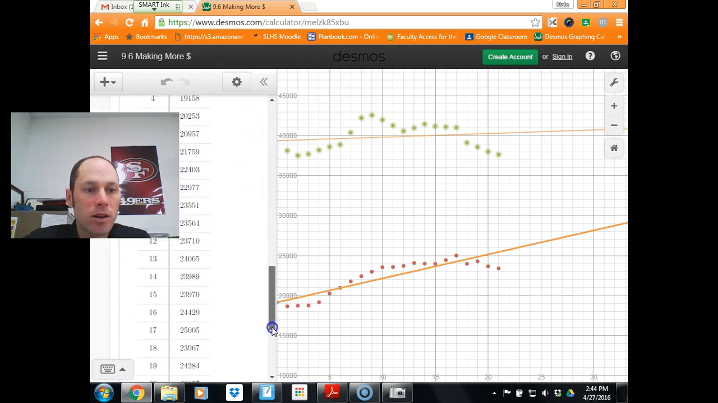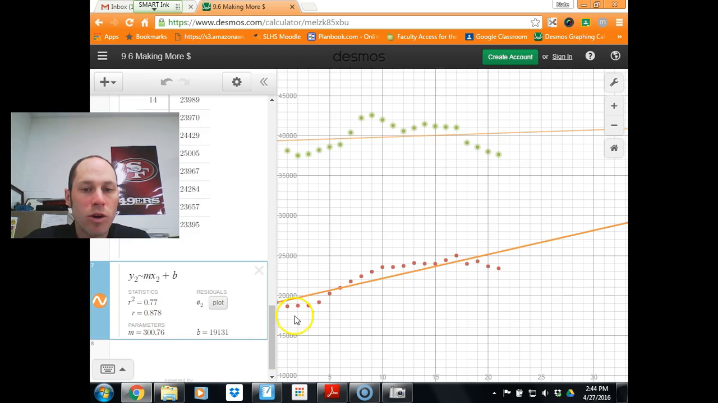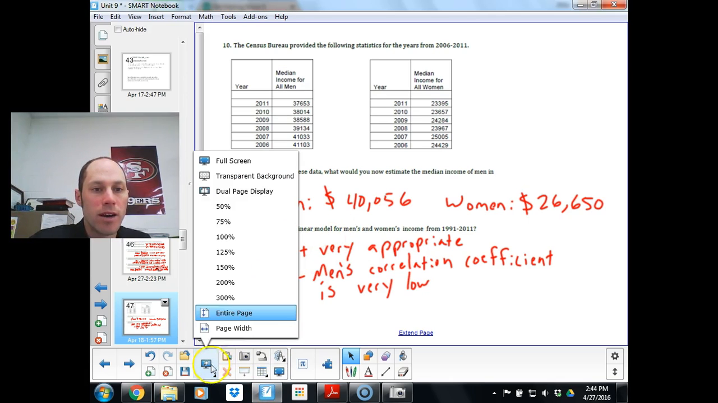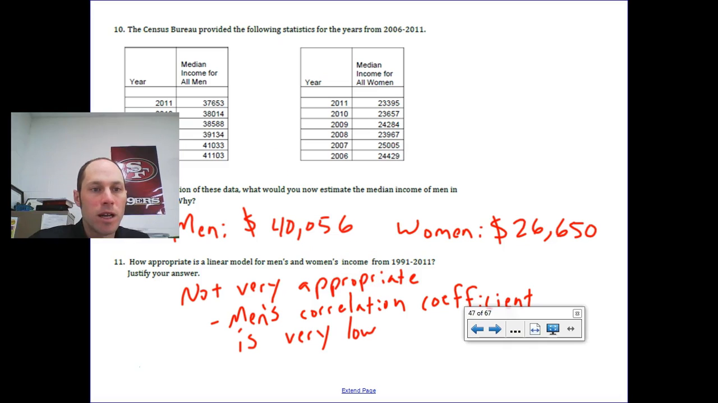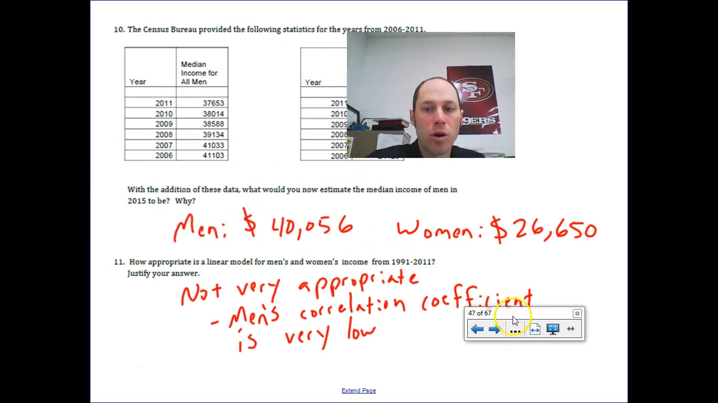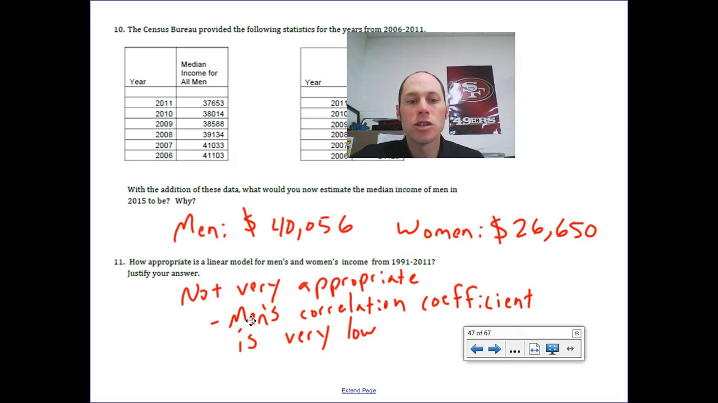The women one is a little better with their correlation. It's 0.878. So we could be more confident, but we see this final downward trend, and we would think that, well, maybe it's not going to keep rising as it is. So it'd be harder to place a lot of confidence in that. So I had put that down on question 11 there. How appropriate is the linear model? Well, it's not very appropriate because, well, first of all, the men's correlation coefficient is very low, but then the women is starting to decrease again. It doesn't look like it's going to continue that upward trend.